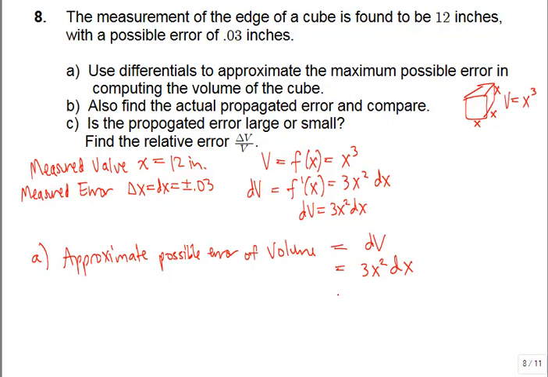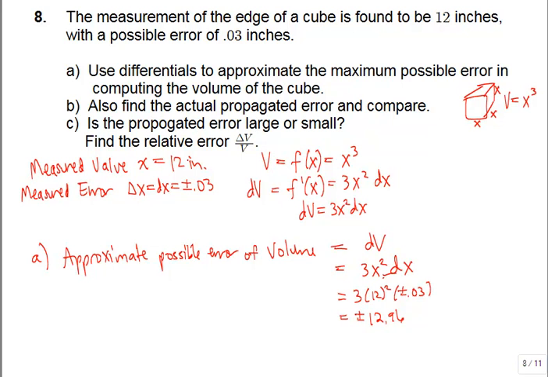So let's go ahead and plug in what we know. What is the x that we have? Well, that was our measured value, our 12 inches. And what is our dx? That's our maximum possible error, and that was either plus or minus 0.03. So if you multiply all of those together, then you get plus or minus 12.96. Now this is the error in the volume. So what would be the units of volume here?